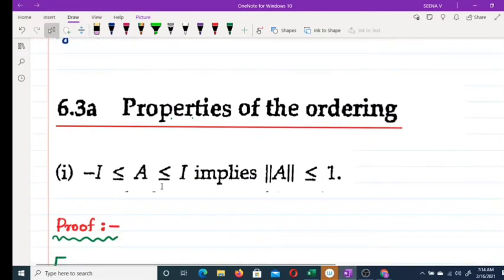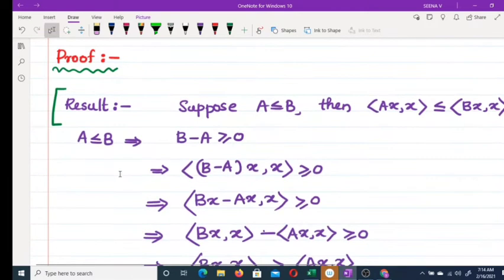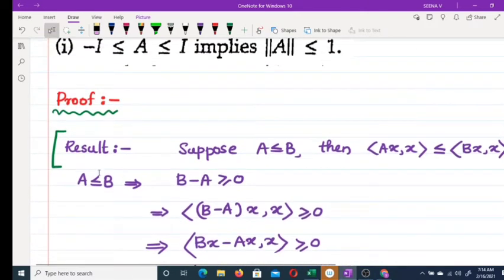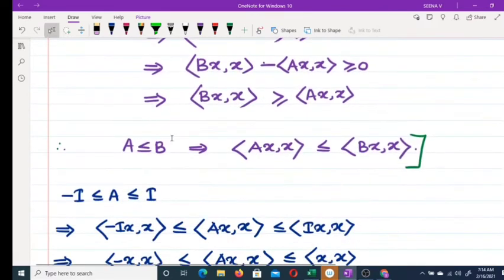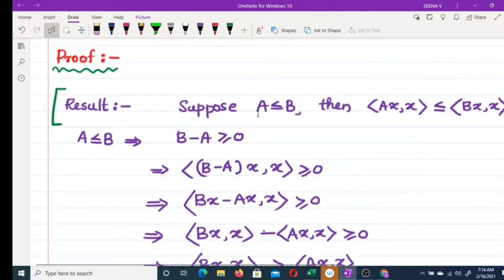Now next, moving to properties of ordering. The first property is: minus I less than or equal to A less than or equal to I implies norm of A less than or equal to 1. Okay, clear? So before going to the proof, we are discussing one result. There is no need to write this in your exam paper, you just write the result only.